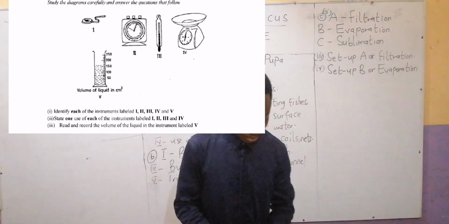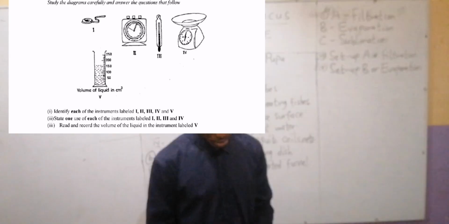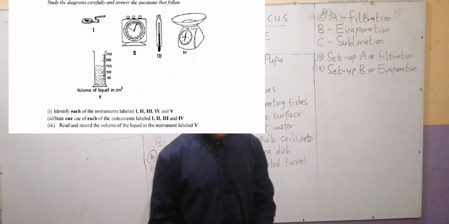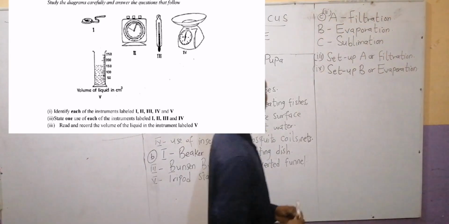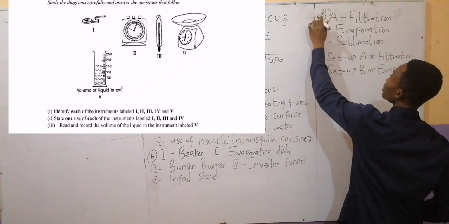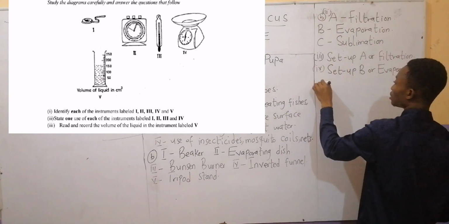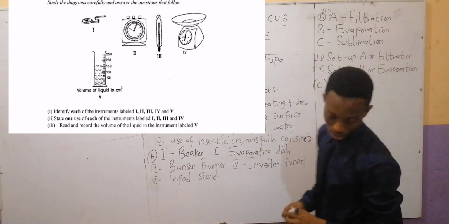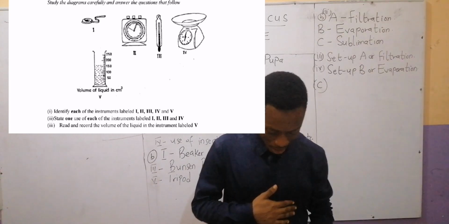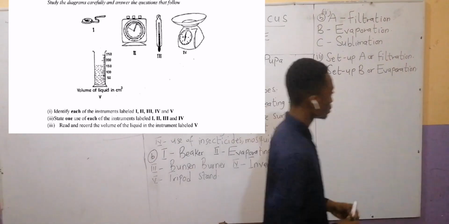Now see, the diagram below shows some instruments used in the laboratory. Study the diagrams carefully and answer the questions that follow. This one is still on the C. So I and IV. So I, what instrument is that? The tape measure.